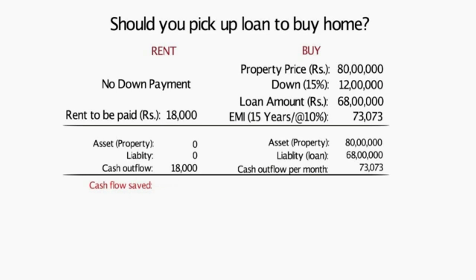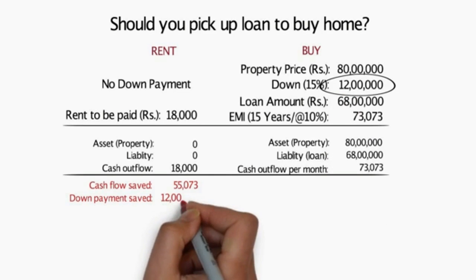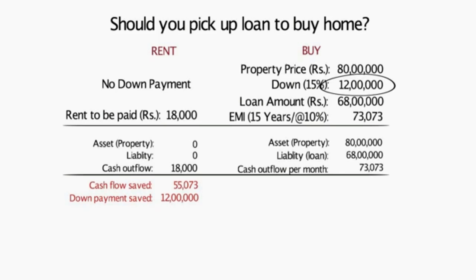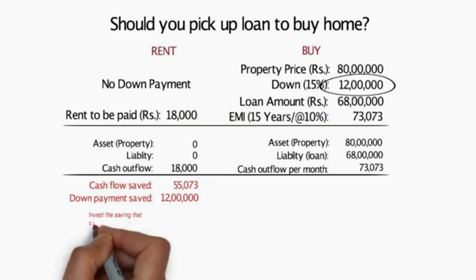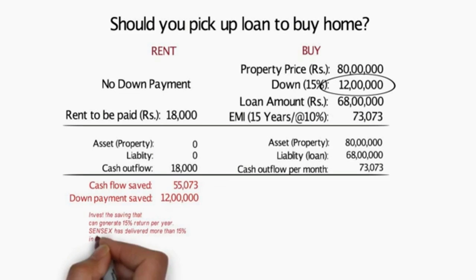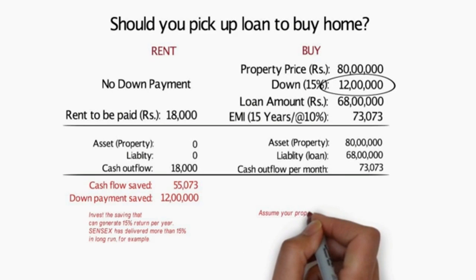So, in a nutshell, what we have is that in case of rent, you saved the cash outflow of about 55,000, which is the 73,000 EMI minus the 18,000 rental that you would have paid. And also remember the 12 lakhs that you paid as a down payment for your house is also sitting with you as cash. So when you go on rent, you have these two cash flows saved, which you can easily invest and generate 15% plus return. So for example, if you go for equity investment, you can easily get 15% return in the long run.